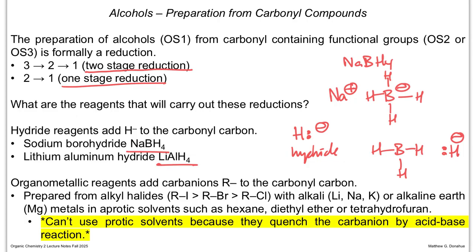Lithium aluminum hydride. Aluminum is right under boron, so it has the same sort of Lewis dot structure to it. And these are the most commonly used ones because they're both solid reagents. You can buy them, they're easy to weigh out. They're not terribly reactive with the atmosphere, so there's some safety issues, but not anything to preclude their use.